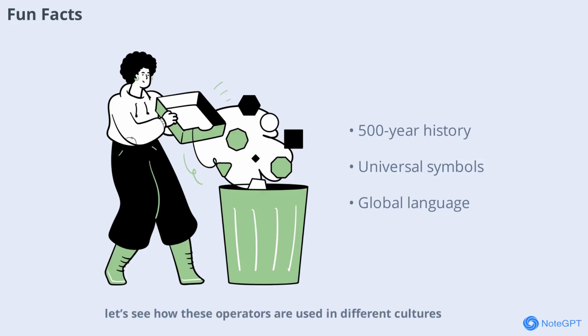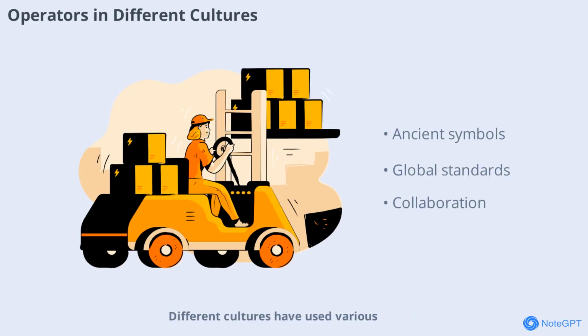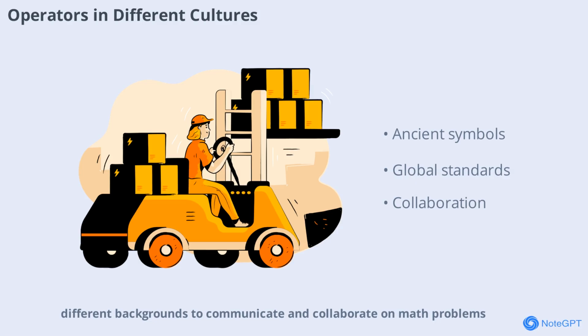Next, let's see how these operators are used in different cultures. Different cultures have used various symbols for arithmetic operations throughout history. For example, ancient Egyptians used hieroglyphs while Romans used letters. Today, the standard symbols plus, times, divided by are recognized worldwide. This shared language makes it easier for people from different backgrounds to communicate and collaborate on math problems.